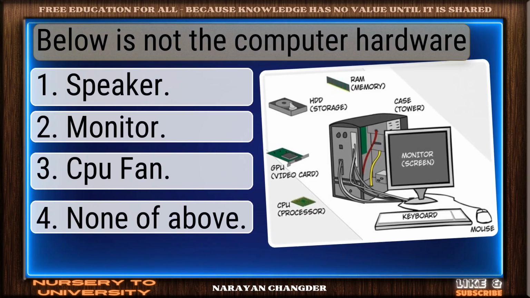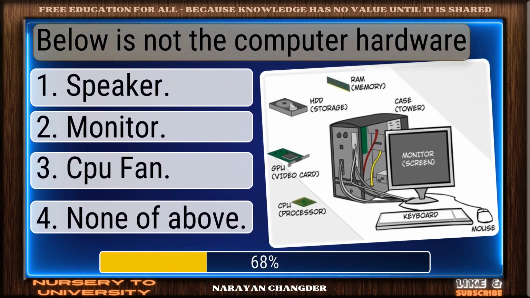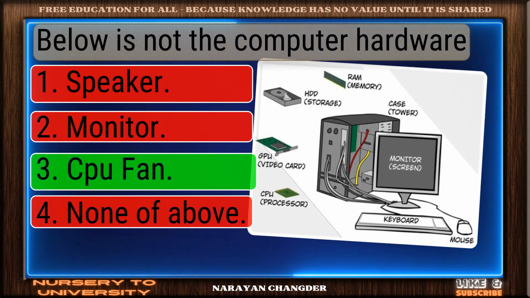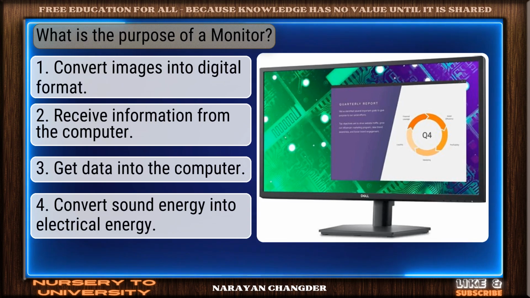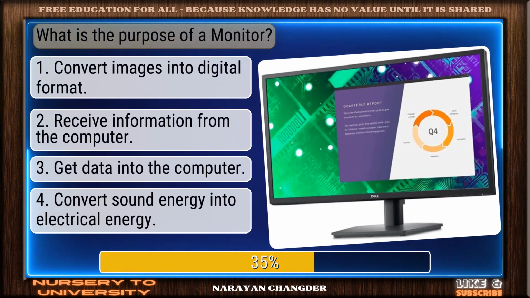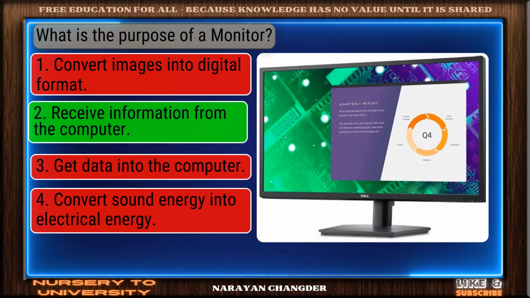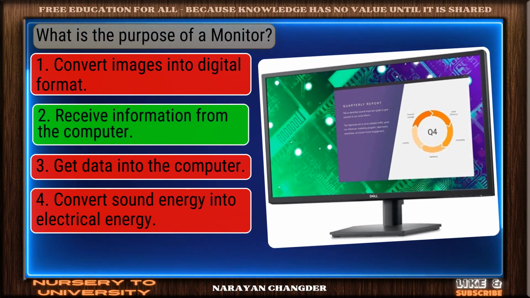Question number 37. Below is not the computer hardware. Well picked. CPU fan is the correct answer. Question number 38. What is the purpose of a monitor? Well reasoned. Receive information from the computer is the correct choice.